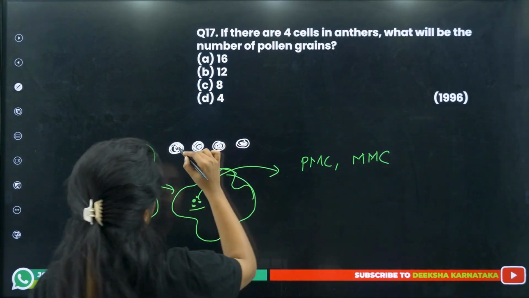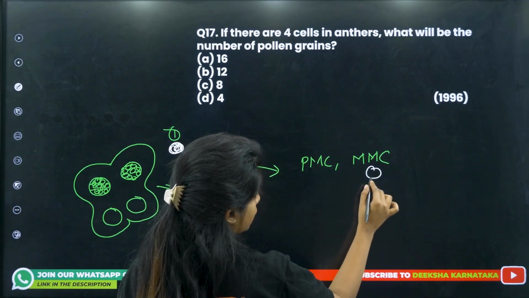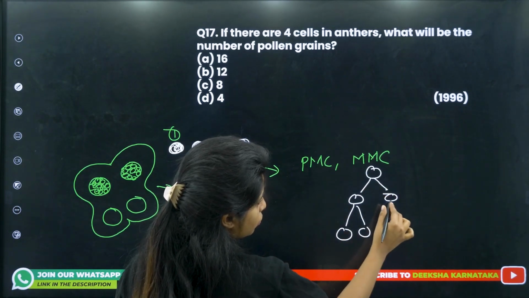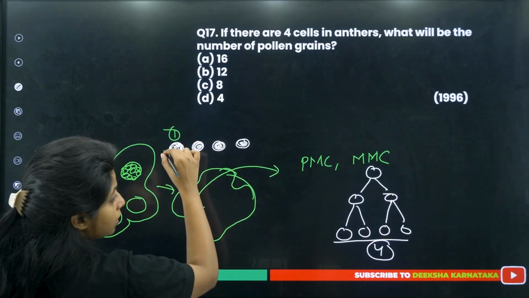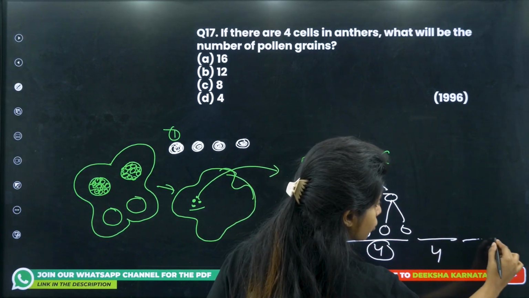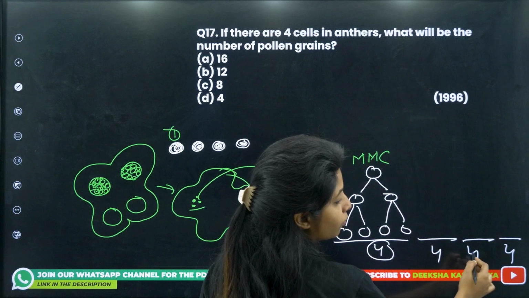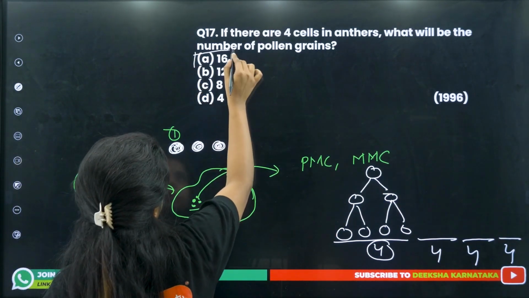Now let me consider one, the first one over here. It will divide into 2, form 2 cells, meiotic division 1, meiosis 2. So in total we have 4 cells. So one cell is now giving me 4 cells. Similarly, the other cell will also give me 4 cells. Another cell will also give me 4 cells. Another cell will also give me 4 cells. 4 plus 4, 8, 8 plus 4, what children? 12, 12 plus 4, 16. So what is the answer?